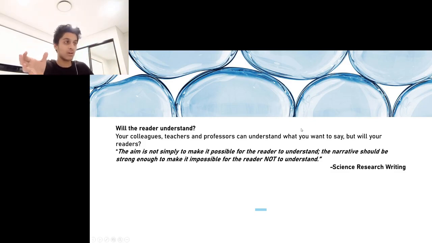And this is a quote from a book called Science Research Writing, and that's a book I'd recommend checking out if you're struggling. It helps a lot and also forms the basis of today's presentation.